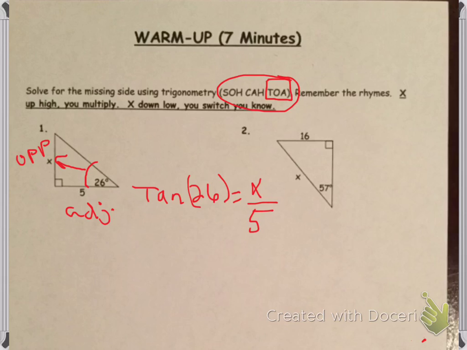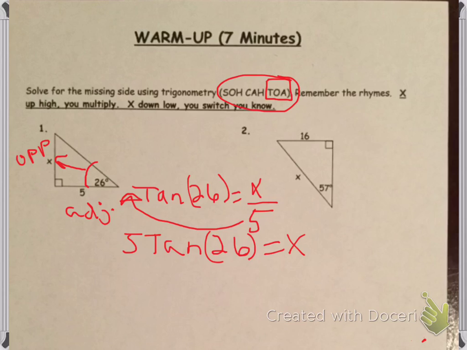Okay? And so from here, I'm going to have to use my rhymes to help me figure out how to solve this. And so I notice that x is up high, so I go up to the rhyme I have up here, x is up high, you multiply. So I'm going to take this 5 on bottom, I'm going to put it right in front of the tangent, okay? So that makes it 5 tangent of 26 equals x, okay?